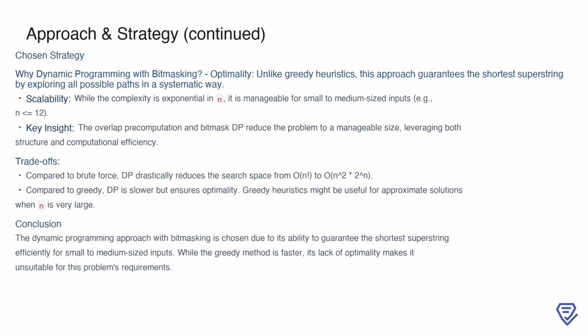In conclusion, dynamic programming with bit masking is chosen because it strikes the right balance between computational feasibility and guaranteed correctness, addressing the problem's requirements effectively.